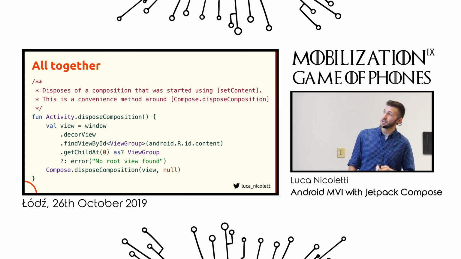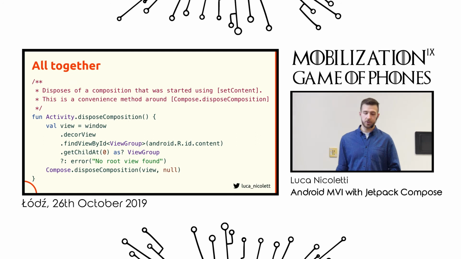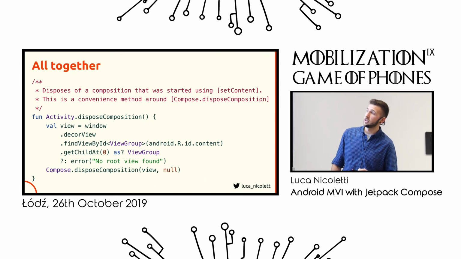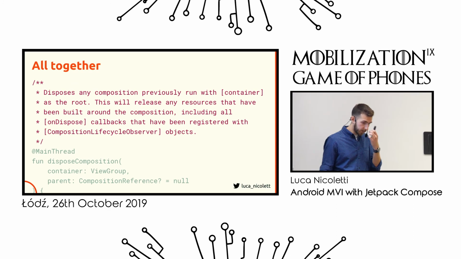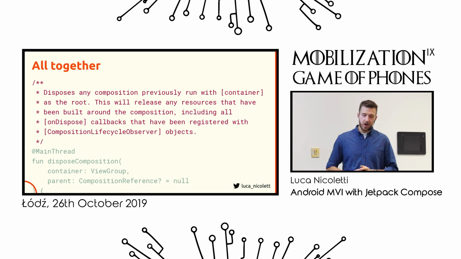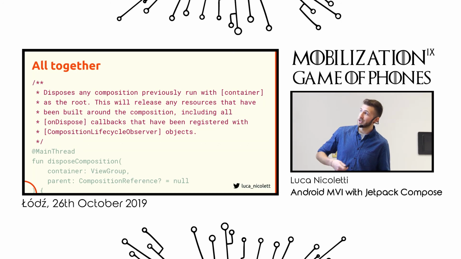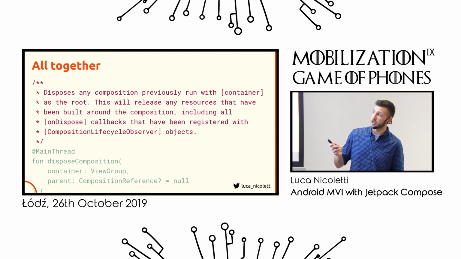So the Dispose Composition function is again an extension function on the activity which has no parameters, so it's pretty easy to call. As the set content, it retrieves the view of the decoder view, and then calls compose.disposeComposition on that view. The dispose composition disposes any composition previously run with the container on the root, and calls every onDispose callback that has been registered with that composition lifecycle observer.